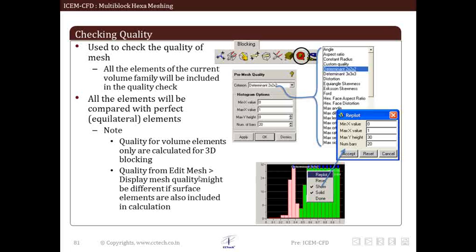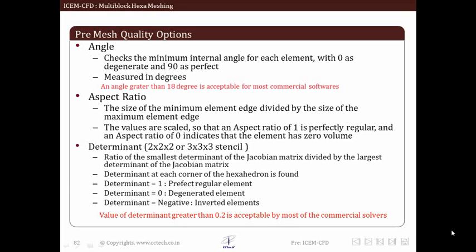There are different criteria available for the pre-mesh quality check. If we use edit mesh and then go to display mesh quality, for the same mesh the quality may be different if surface elements are included for that calculation. So be careful with this. There are many quality options available in ICMCFD, but we will restrict our discussion here to only those which are commonly used, like angle, aspect ratio, determinant, equiangle skewness, quality, etc. We will now discuss them in detail one by one.